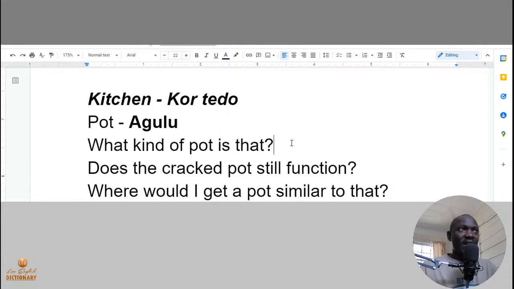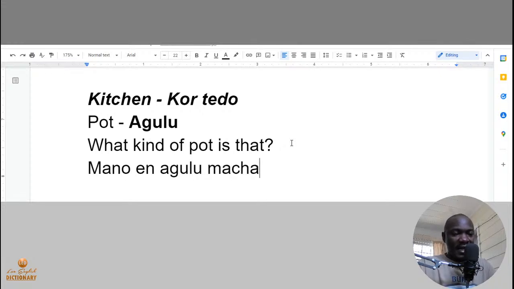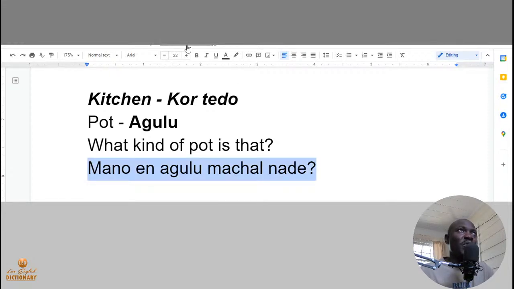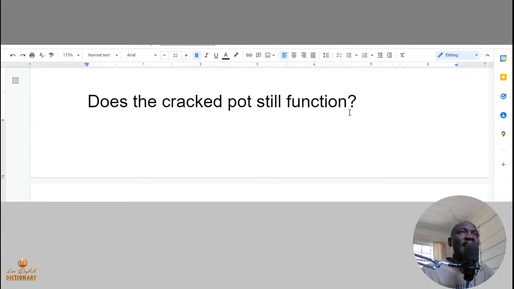So what kind of pot is that? That's the first question. Mano en agulu machalnade. What kind of pot is that? Mano en agulu machalnade.